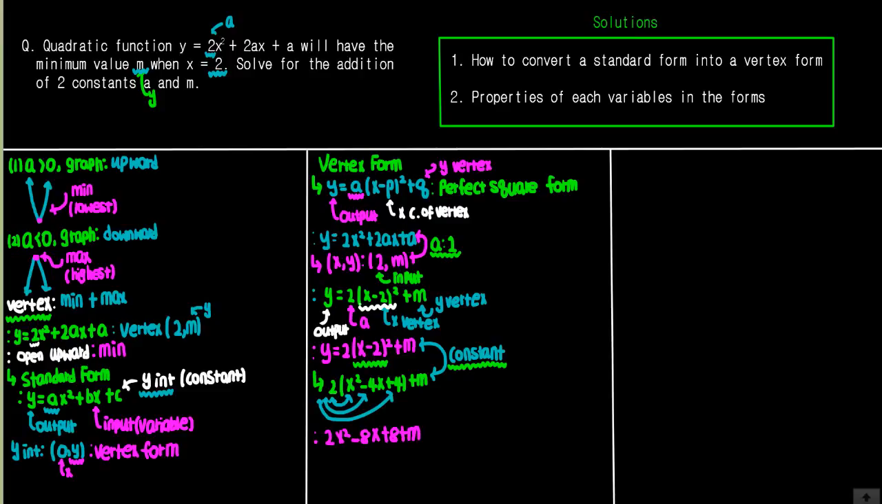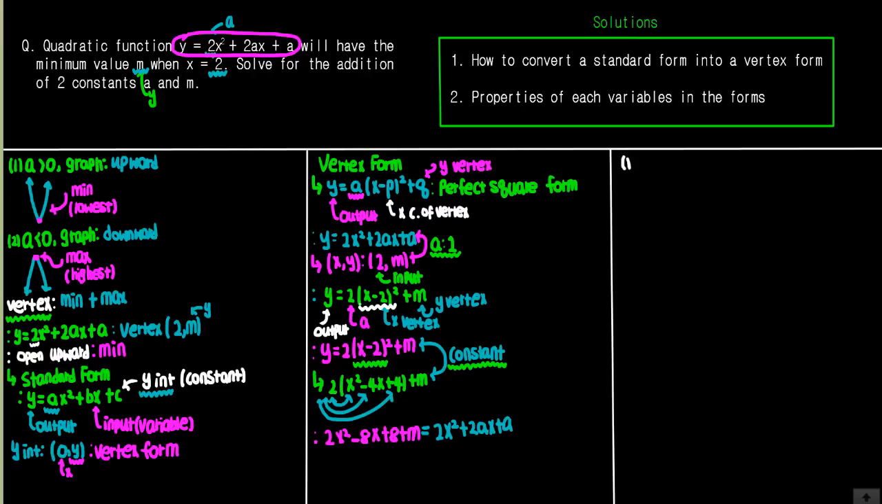But we know that this is essentially going to be the same as our original function, y is equal to 2x squared plus 2ax plus a. So we can write that down. The only reason why we can compare this is because there is information that they're all the same. If they are not the same, we won't be able to solve for this. So let's actually compare this.